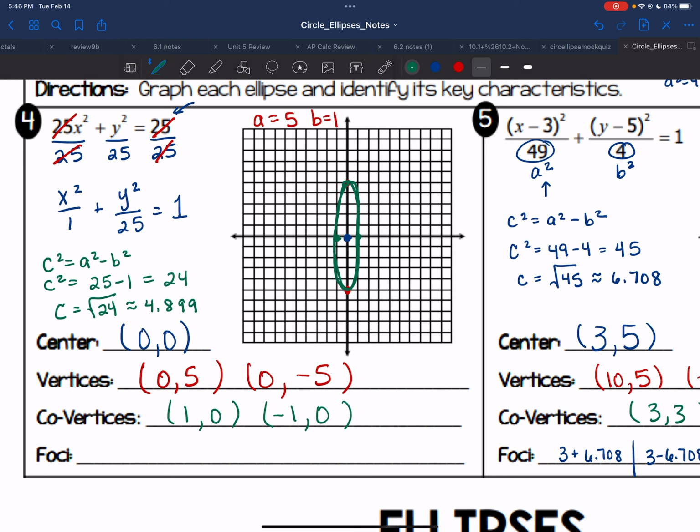So from here, what I'm going to do is add it to my y value from the center, because my focus is going to be towards the end. So whatever that value, that 4.899, is going to be added to 0, and then it's going to be subtracted from 0 on my y. So each of those foci is going to be 0, 4.899, and 0, negative 4.899. Notice that where your foci are located is really dependent on whether this is a vertical or a horizontal ellipse.